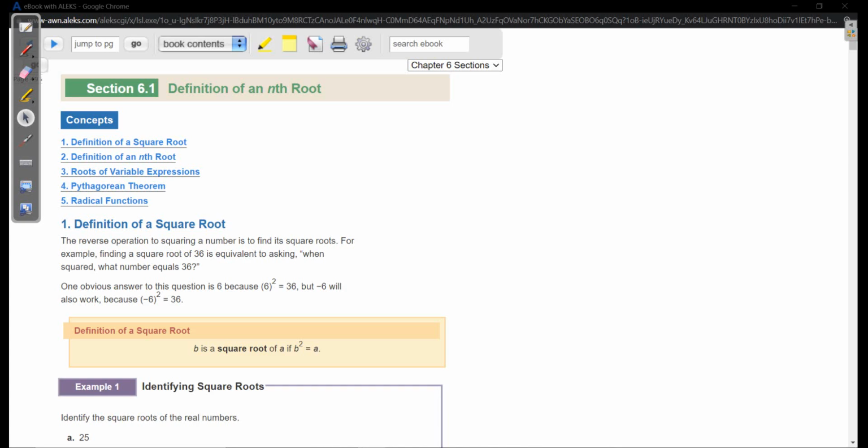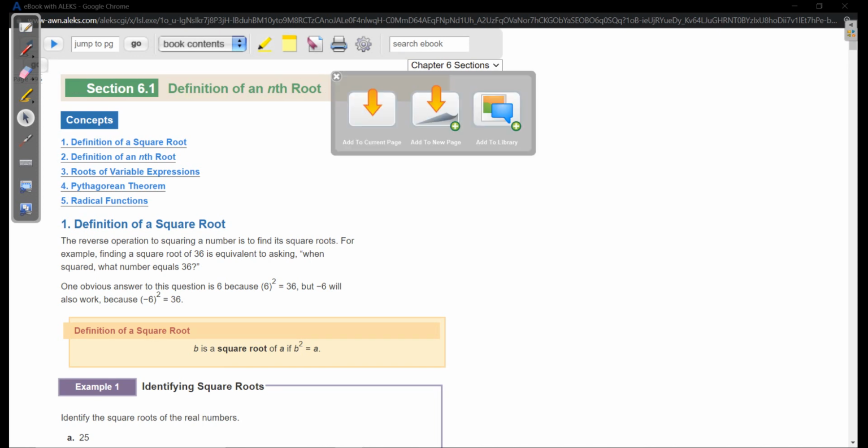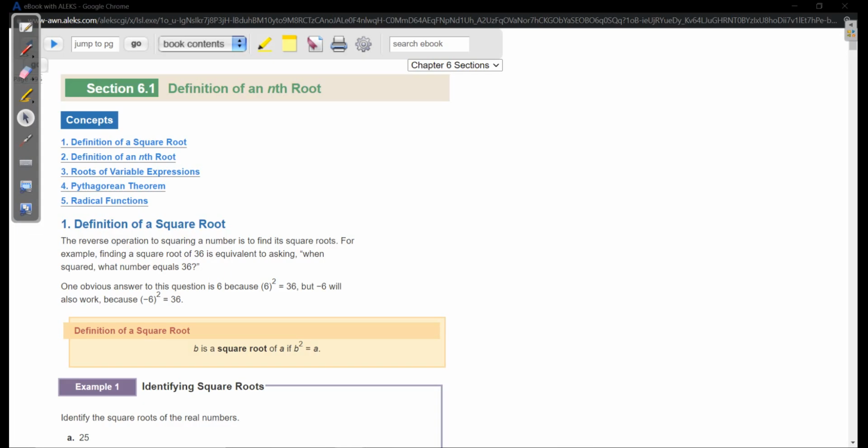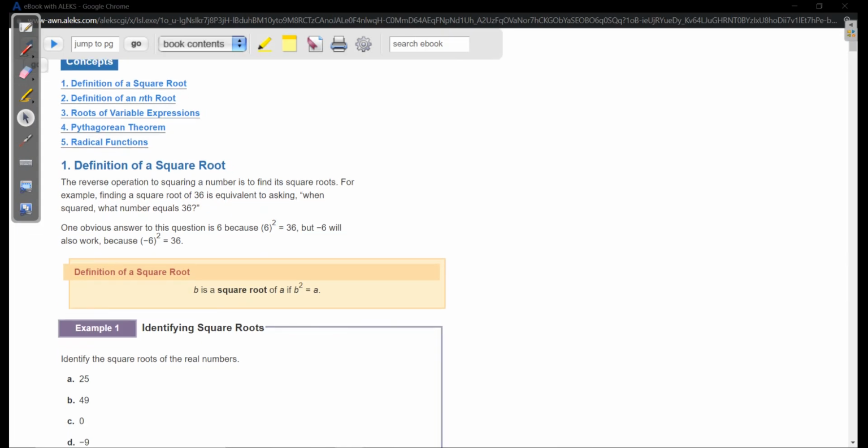Alright, today we're talking about chapter 6, section 1, the definition of an nth root. First, the definition of a square root. Today we're going to talk about nth roots, which are basically just roots. But first up is square roots, and for square roots, let's just do a definition.